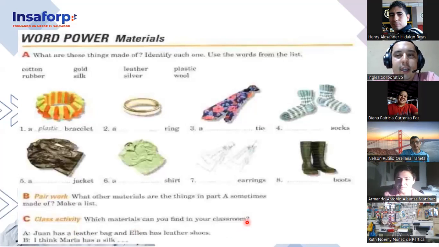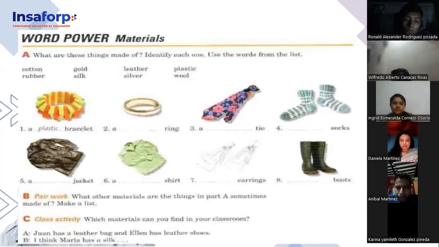Repeat one more time. Henry has a leather chair. Okay, the chair, because the chair is made of leather, right? In the outside, yeah. But in the inside is made of other material, right? Exactly. And who else wants to help me?